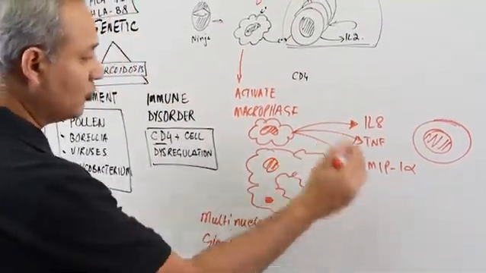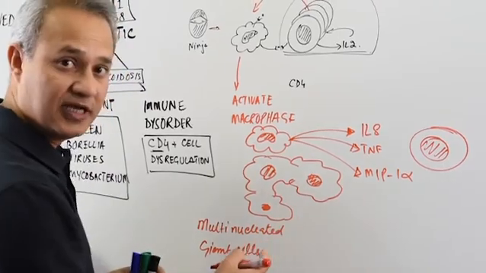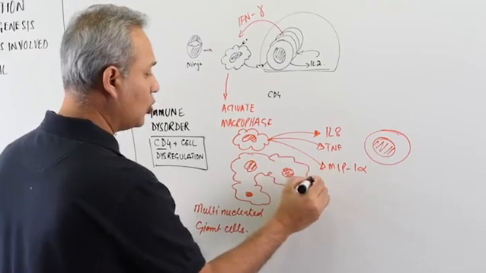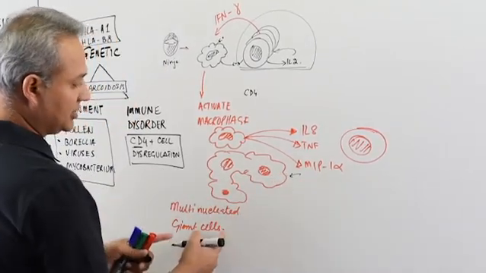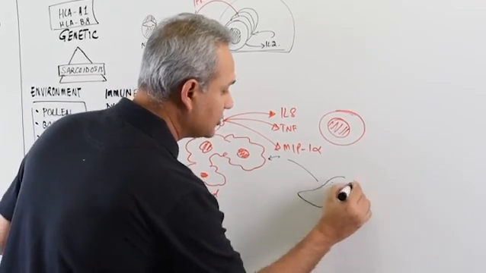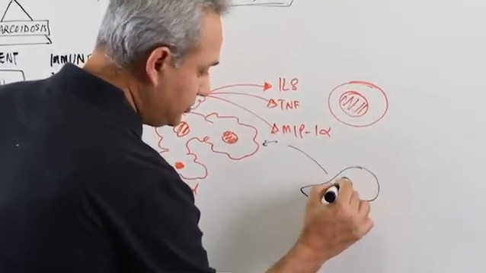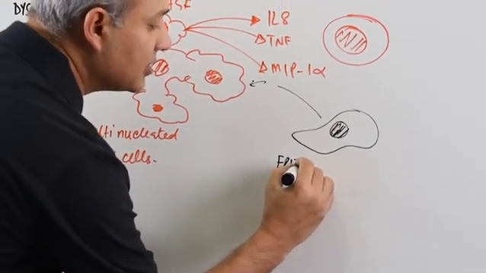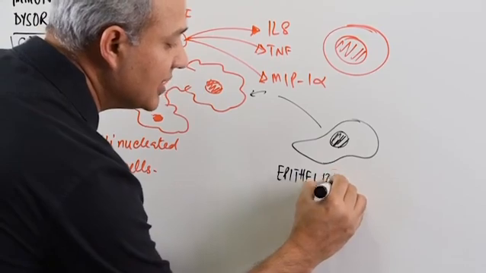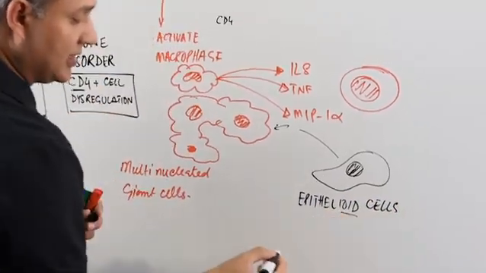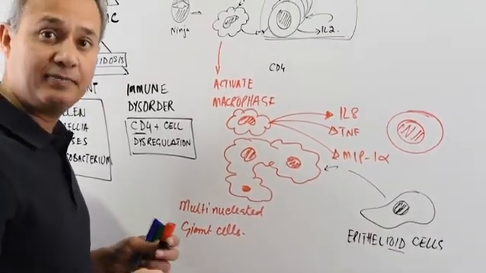This would cause amplification of all of these cytokines. These cytokines would also act on the macrophages, and now the macrophage will convert into two types of cells. One is the multinucleated giant cell and the other is epithelioid cells. So what are epithelioid cells? Epithelioid cells. Cells, oid means look like. So cells that look like epithelial cells.